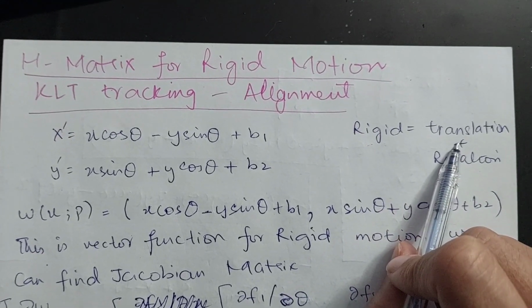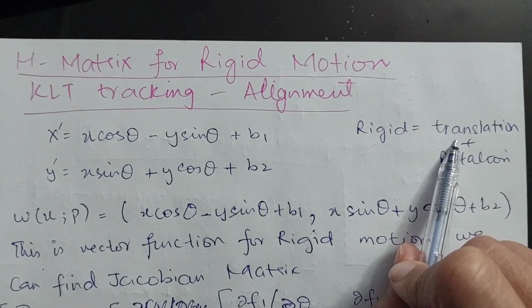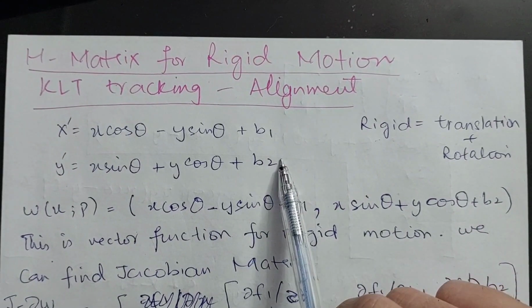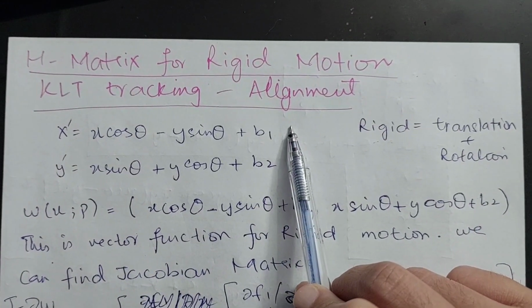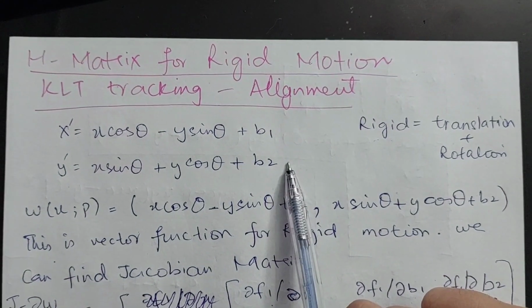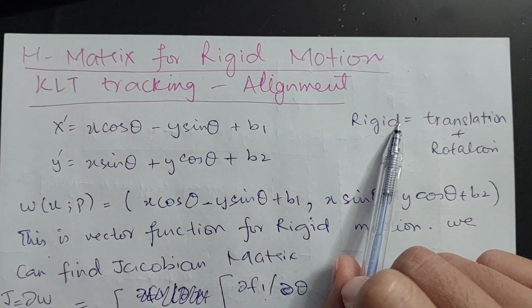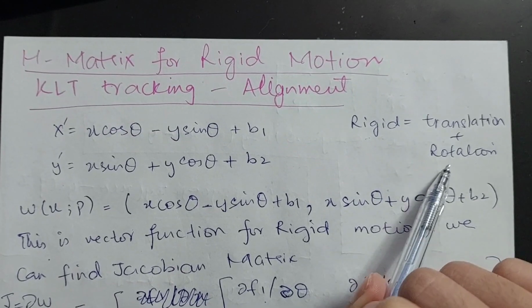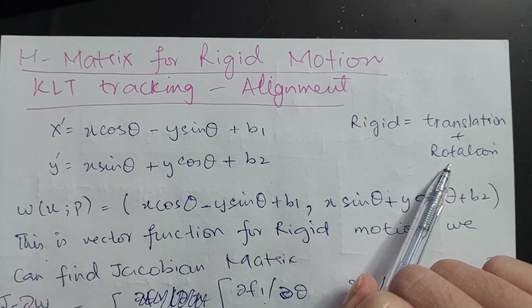which the object is translated. By translation, I mean that the object is moved linearly by some linear factor in the x-axis and some linear factor in the y-axis. And apart from translation, the object is also rotated at some angle.